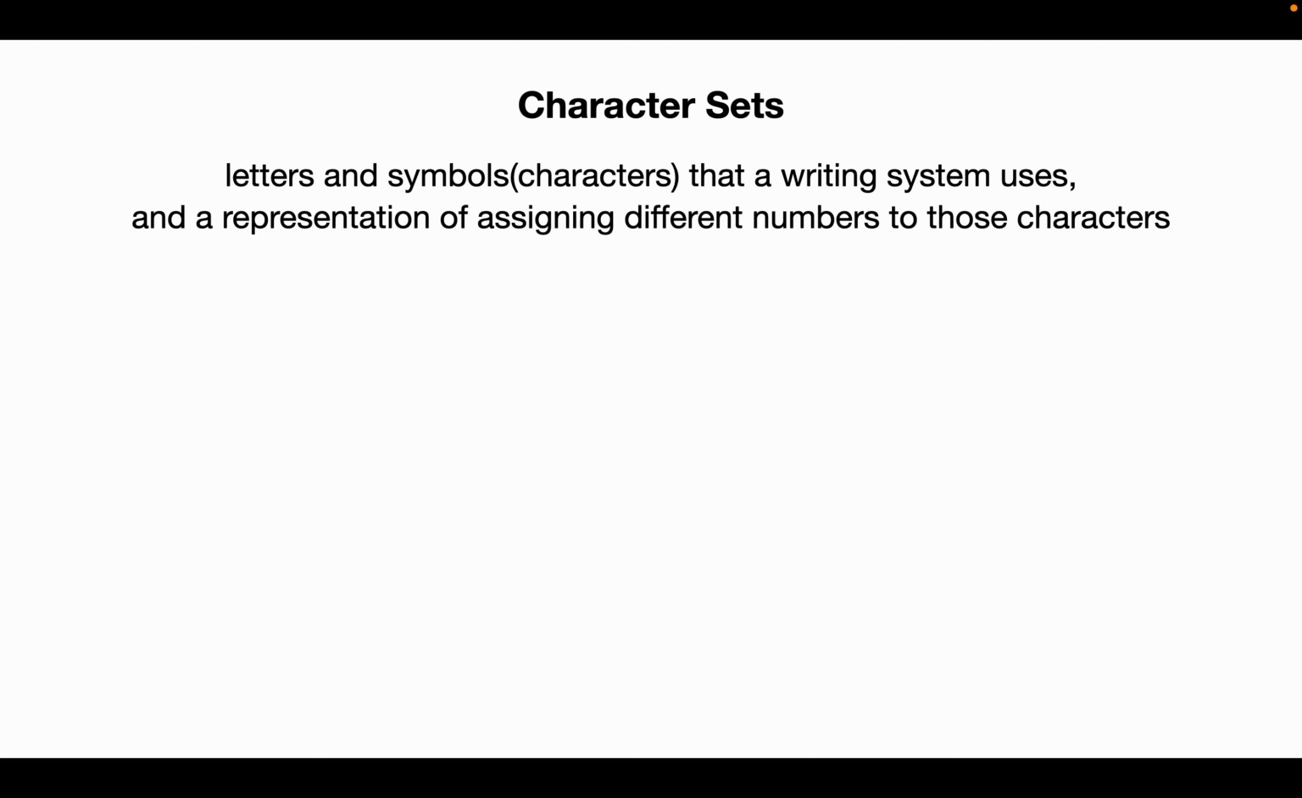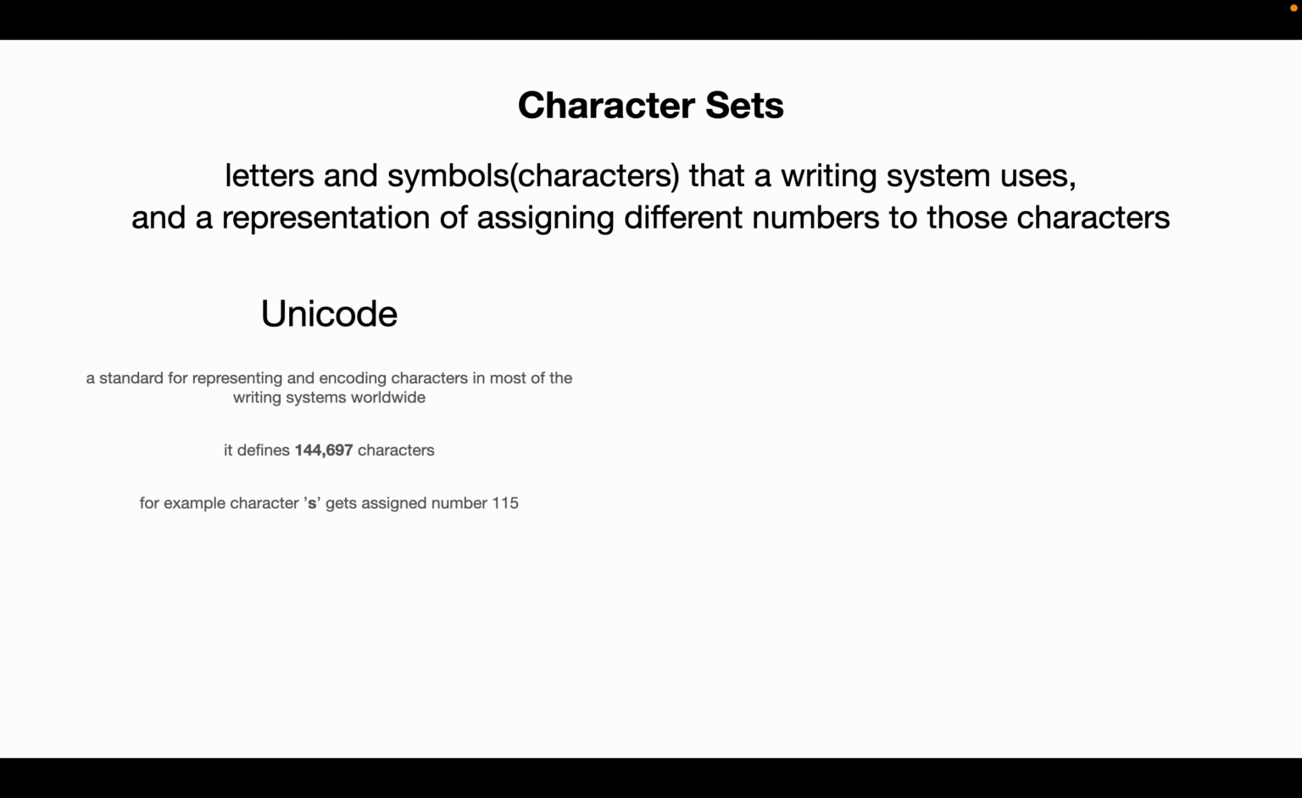Now we have some common character sets out there. One of the most common ones is Unicode. It's a standard for representing and encoding characters in most of the writing systems worldwide. So pretty much any characters that you could imagine, well, Unicode has it, and it has a number assigned to that character. No matter if it's Chinese, Korean, Greek, anything, Unicode has a number for each character. And it defines more than 140,000 characters, which is a lot. And one example is that the character S gets assigned the number 115. So the lowercase s has 115 in the Unicode character set.